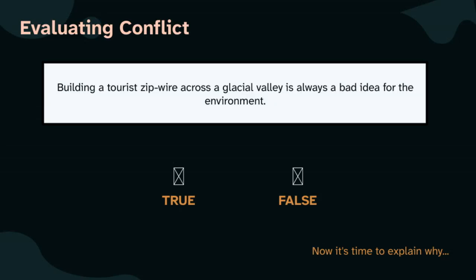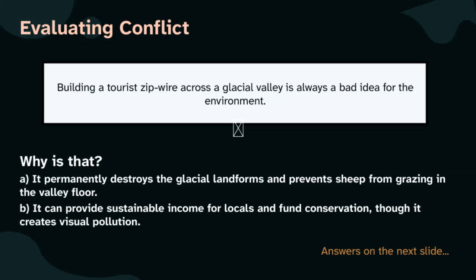Now let's test our evaluation skills. The statement is: building a tourist zip wire across a glacial valley is always a bad idea for the environment. Thumbs up if you think this is true. Thumbs down if you think this is false. The key word is always. In geography, words like always and never are often risky because the answer usually depends on the situation. The correct answer is false.